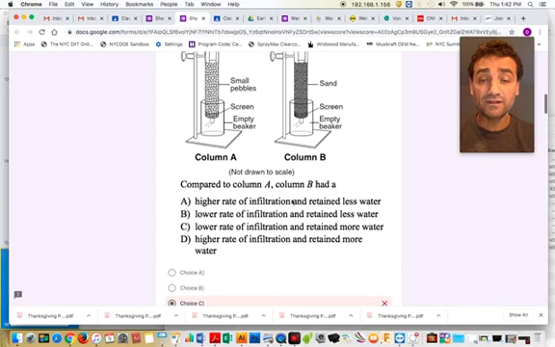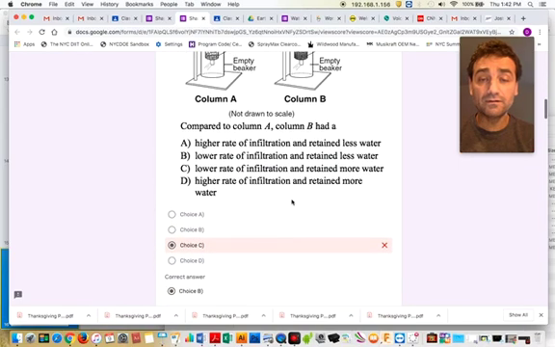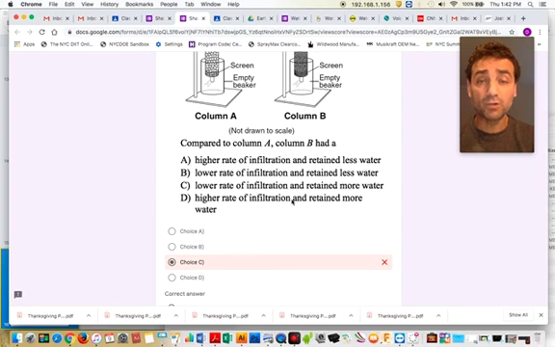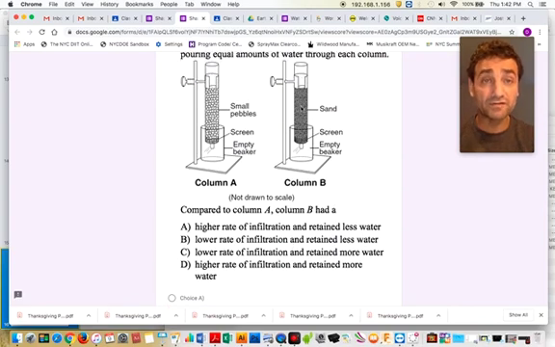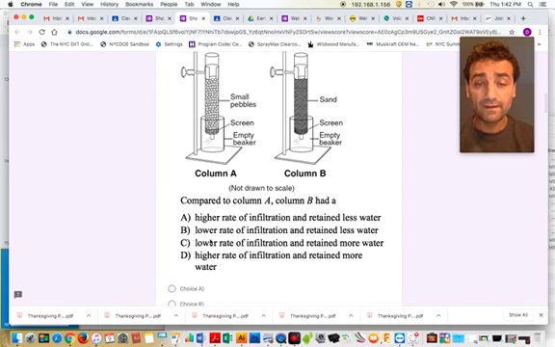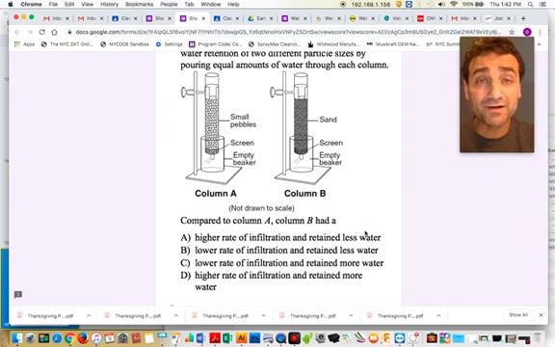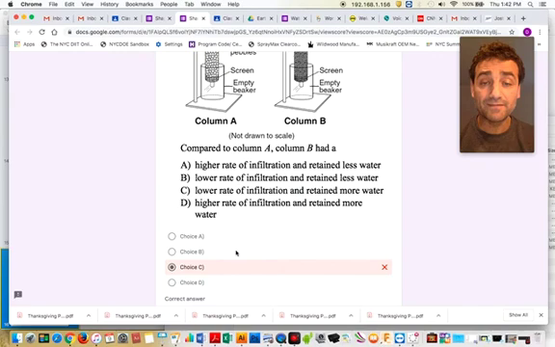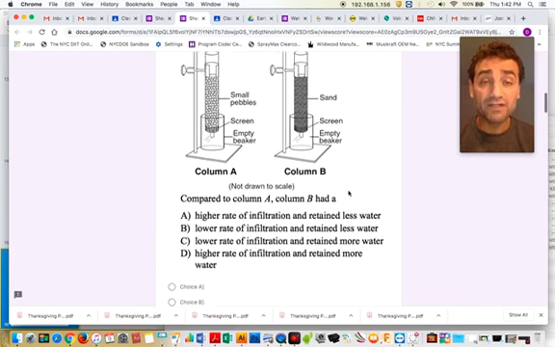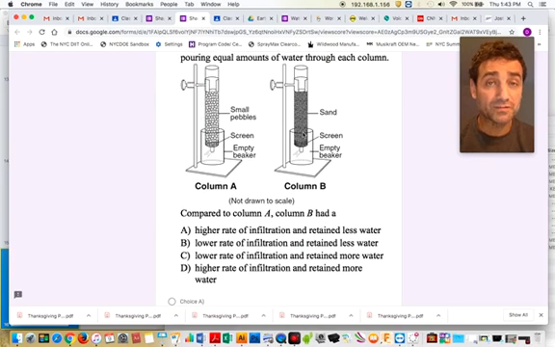Okay. Let's look at the question here. It says, compared to column A, column B has a lower rate of infiltration. That is correct because it's smaller, lower rate of infiltration, and retained less water. Looks like I made a mistake on the answer key. The answer is C, like I chose. Lower rate of infiltration and retained more water. Less water can go through, and it held on to more of it because it's smaller.